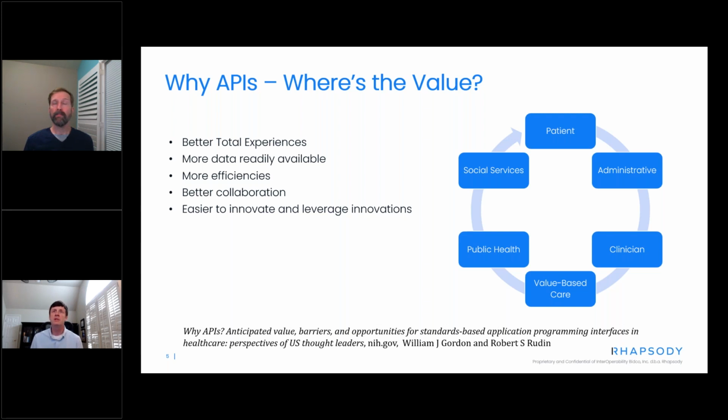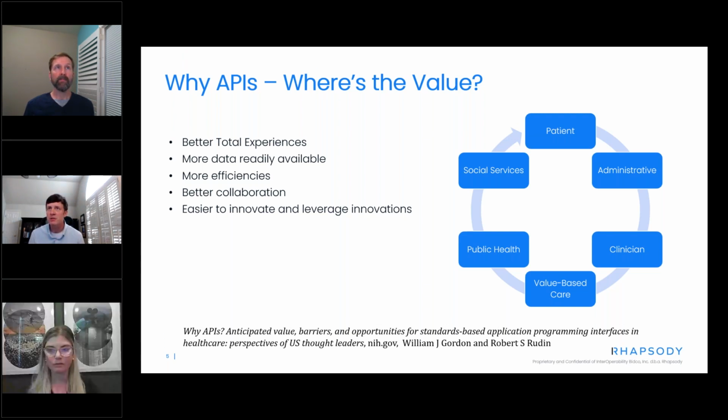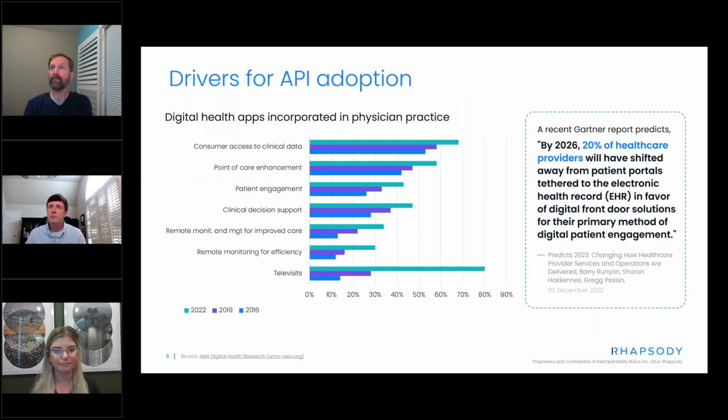And in essence, what it means is total better experiences for all involved. And we have a blog about that you can see on our Rhapsody page. More data readily available, more efficiencies, whether it just be moving things faster or reducing the amount of labor involved, better collaboration between teams, and just easier to navigate and leverage innovations.